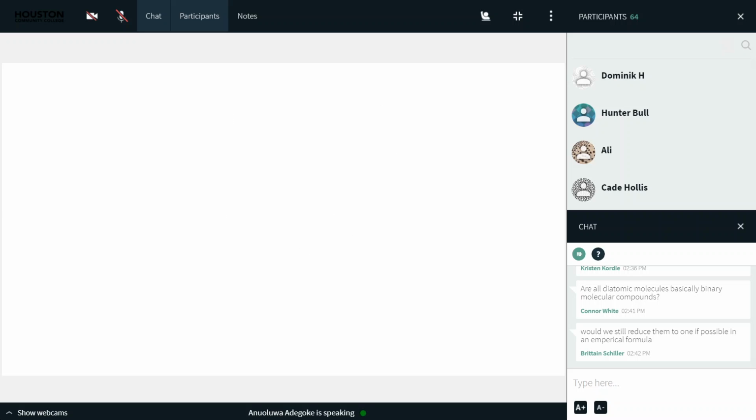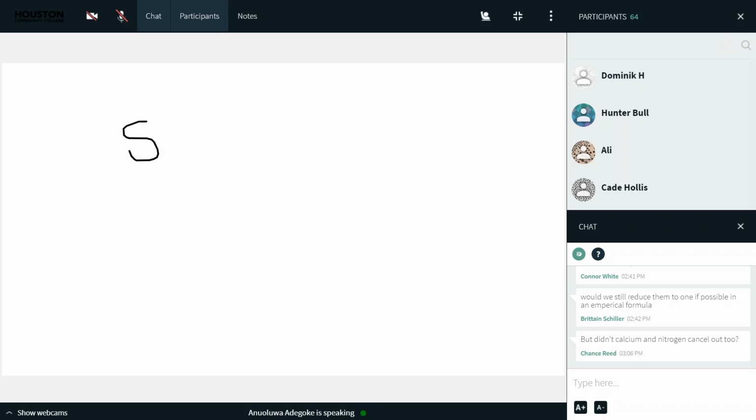Let me give one more example. If you are asked to write the formula of the compound that exists between scandium 3 plus and nitride ion, these also have the same charge, so it will be scandium nitride. So it will be ScN typically.